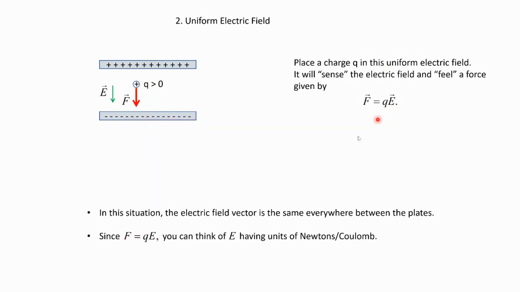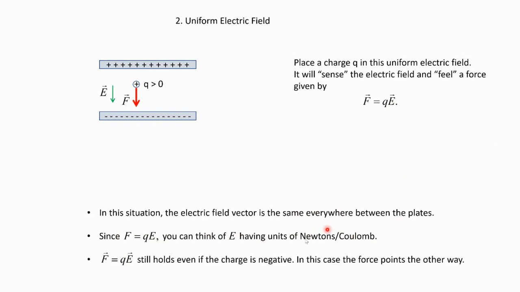And since F equals QE in magnitude here, you can think of the electric field as having units of newtons per coulomb. Same way the gravitational field was newtons per kilogram, except this time it's newtons per coulomb because we're talking about a charge. And that is the usual units for electric field that you'll find.